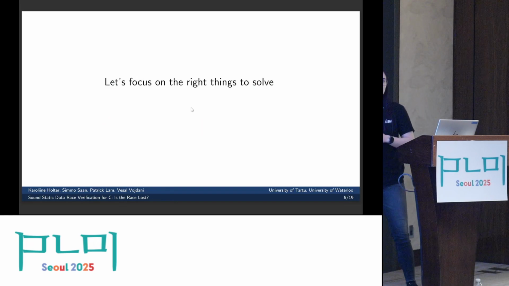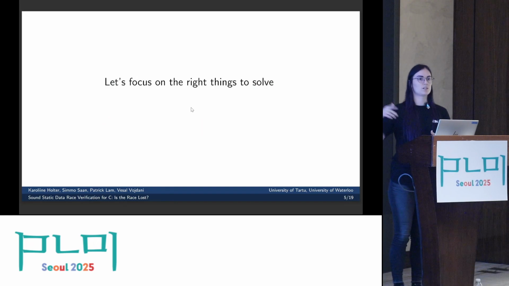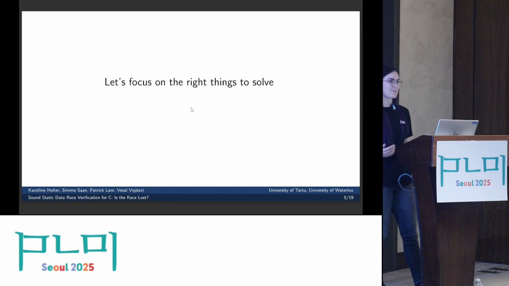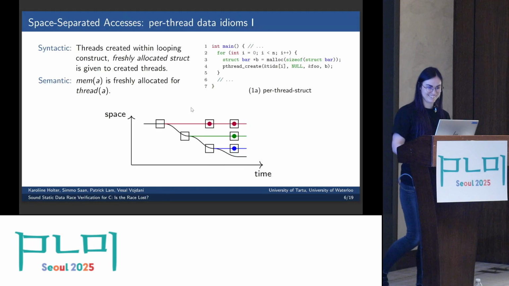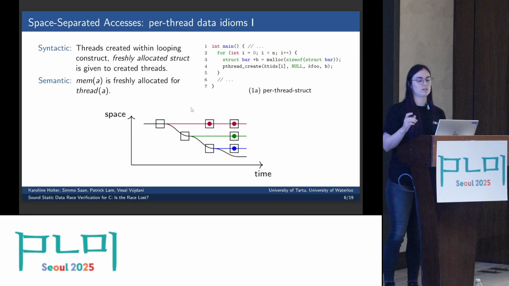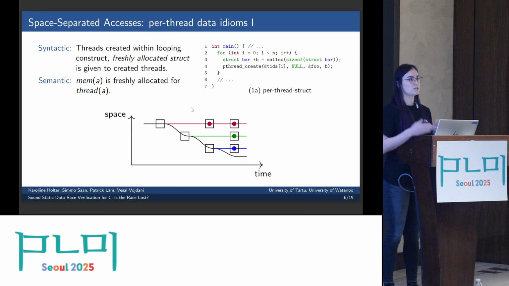So I will present the idioms first. This is our main contribution. Let's focus on the right things to solve from now on so that we don't get distracted. To ensure data race freedom in a program, the accesses must be separated either in space or in time.